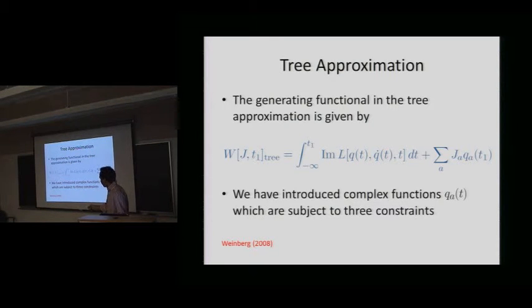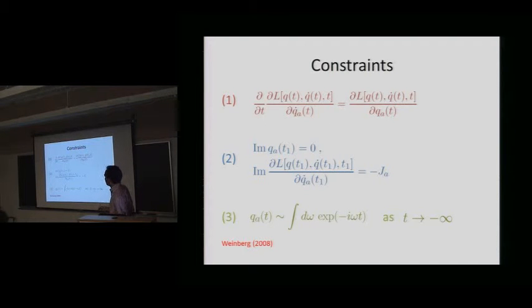So the tree level generating functional takes this form, where this is just the standard Lagrangian, and now those capital Q's that I was using, which are the Heisenberg picture operators, have been replaced by these small q's, which are ordinary complex functions q, which are subject to some constraints. The first constraint is just that these complex functions q obey the Euler-Lagrange equations. This is what specifies that the physical system we're talking about is actually modeling the system we want it to model.